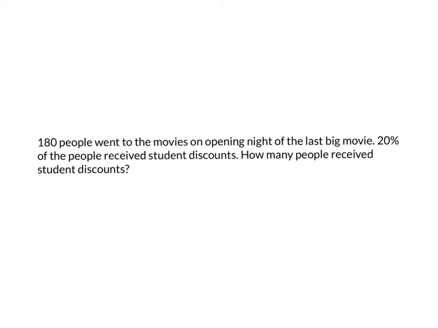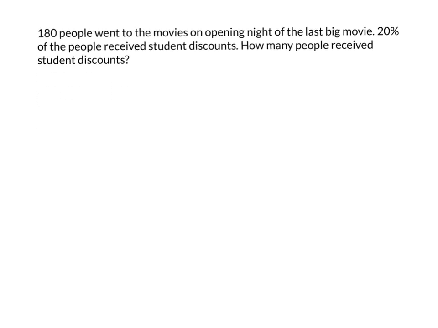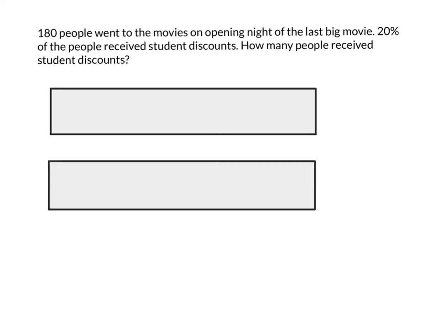Here's a problem that you had to think about at the beginning of the lesson. 180 people went to the movies on opening night of the last big movie. 20% of the people received student discounts. How many people received student discounts? Let's see how using a double bar model can help us solve this problem. We'll have the top bar again represent our percent, and we'll have the bottom bar represent 180, the total people who went to the movies on opening night.